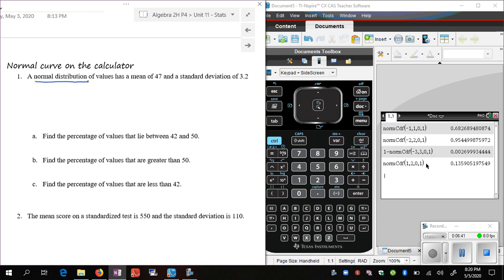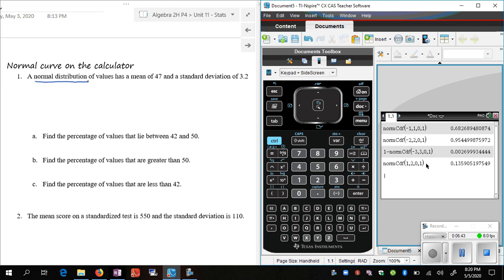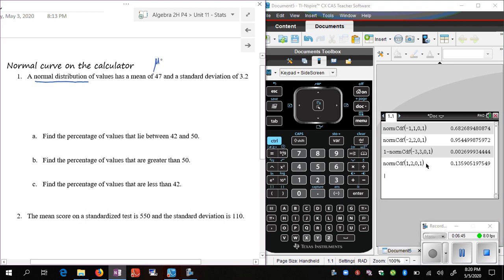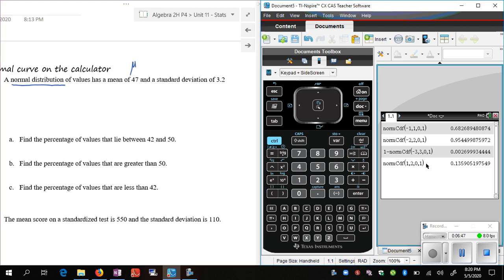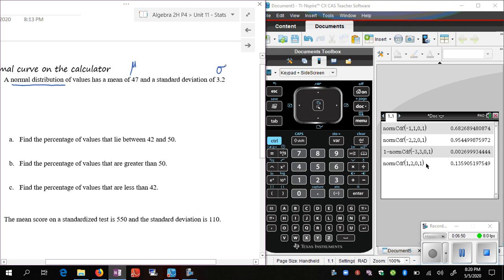The values have a mean of 47, so we're going to use this as our mu, and a standard deviation of 3.2, so that's our sigma. Find the percentage of values that lie between 42 and 50.